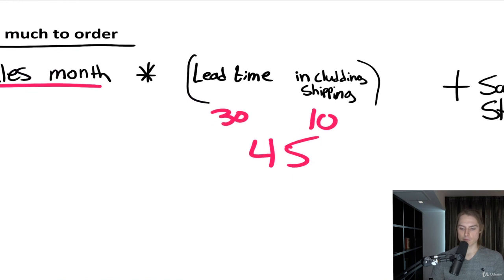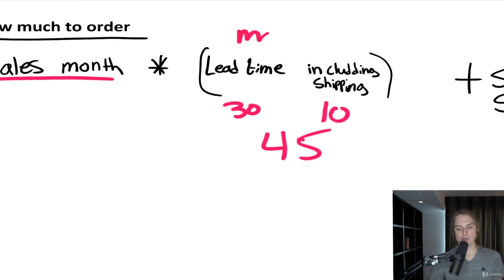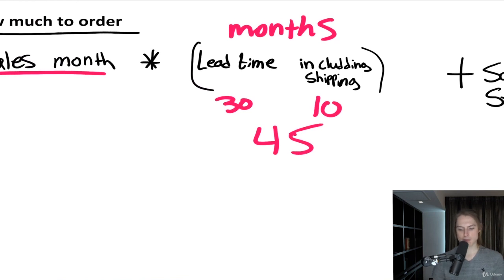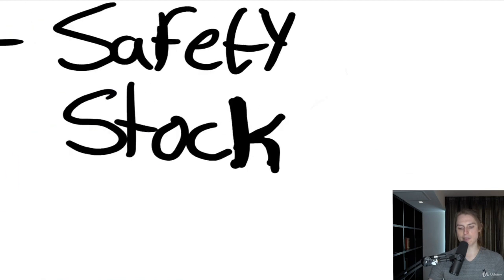Okay, so now we're going to convert this into months. So we convert this into months, 45 out of 60. So this is 1.5 months right there. Okay, and then you're going to want a safety stock.